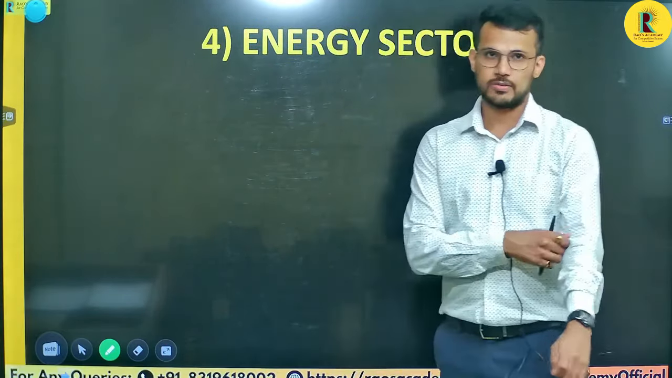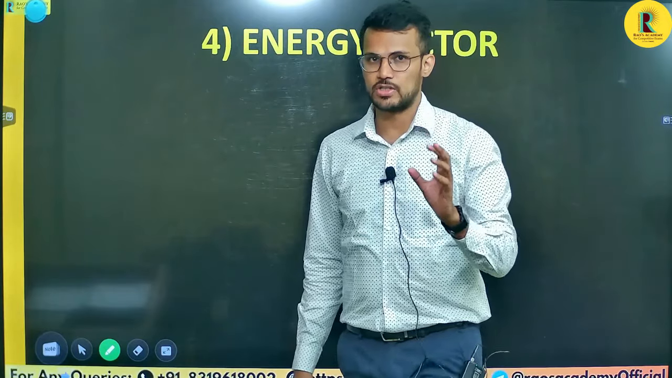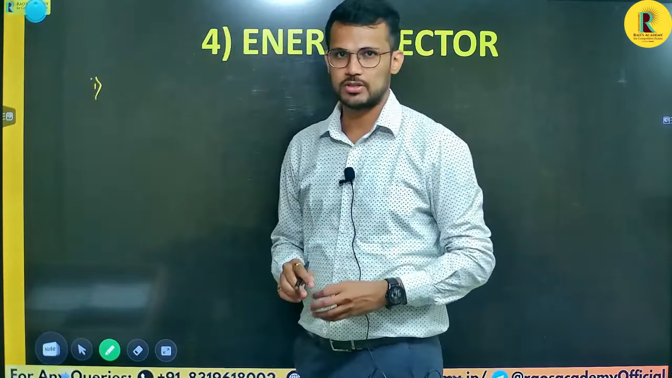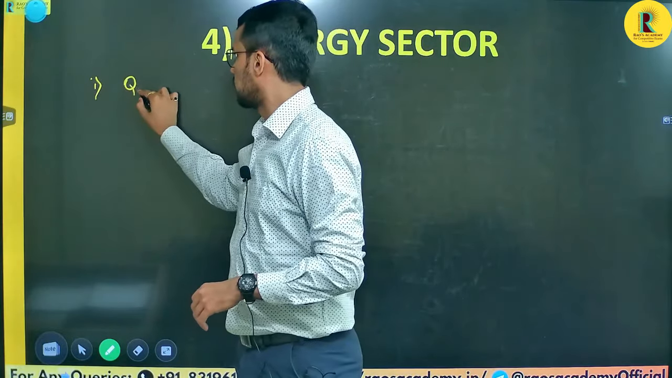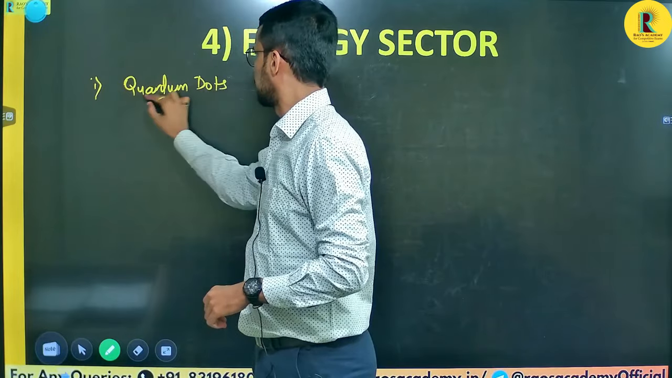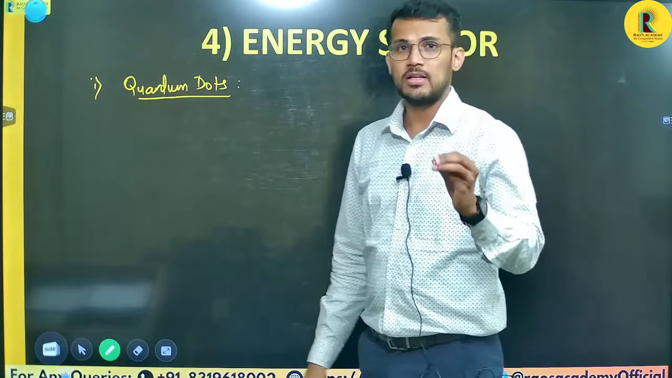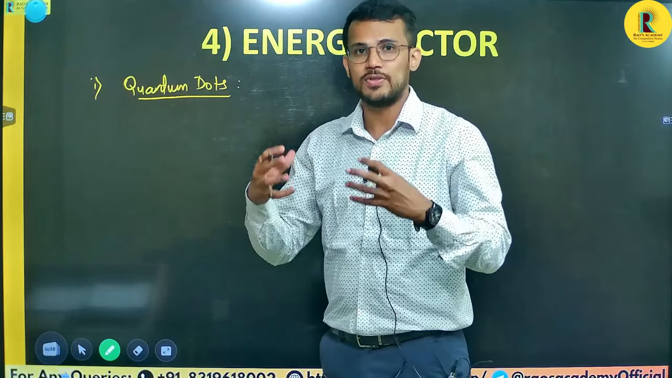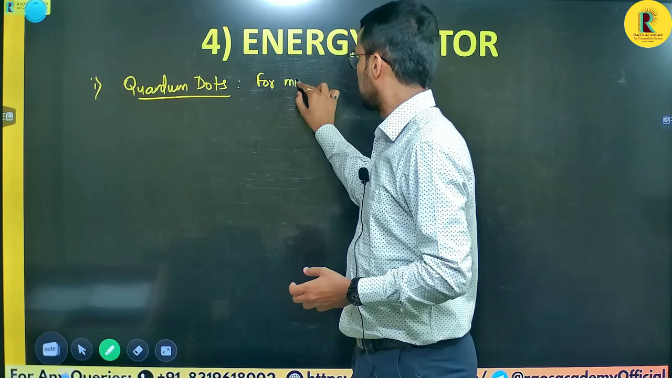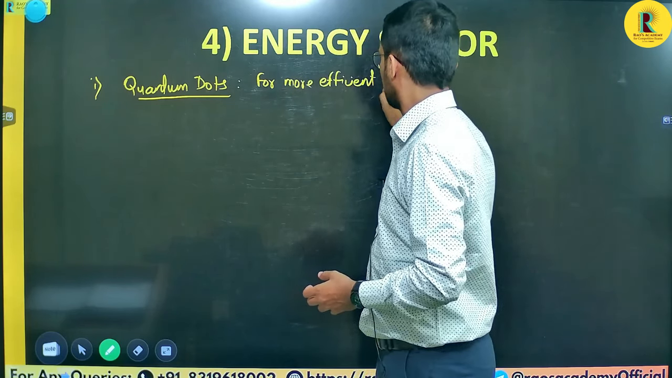is in the energy sector. Where exactly can nanotechnology be used in the energy sector? Now, most of the applications here would be futuristic applications. For example, quantum dots. Quantum dots can be used in the production of more efficient solar panels.